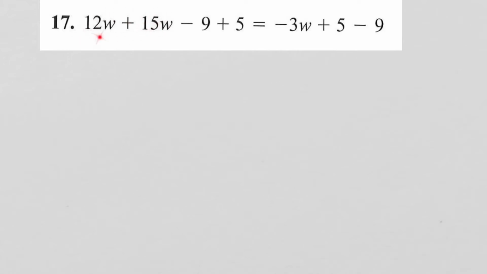Okay, for number 17, I'm going to combine like terms. So positive 12 and positive 15 give me a positive 27w. And a negative 9 and a positive 5, we subtract because the signs don't match, but the 9 is bigger, so it's a negative 4. And then we have this negative 3w, and positive 5 and positive 9, that subtracts to be a negative 4.